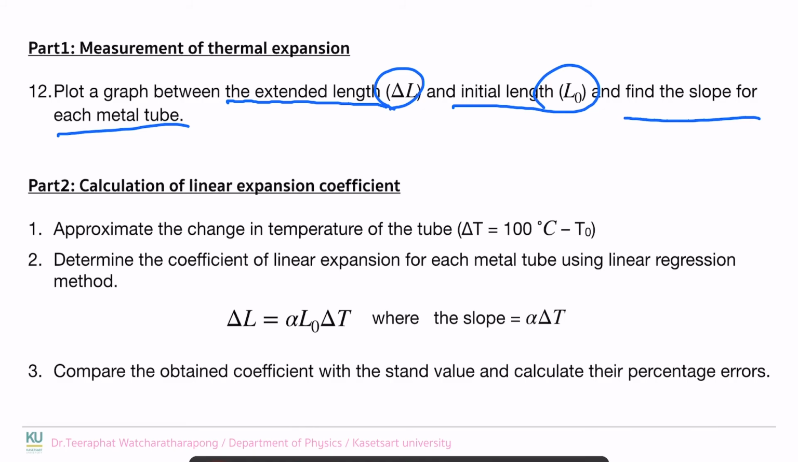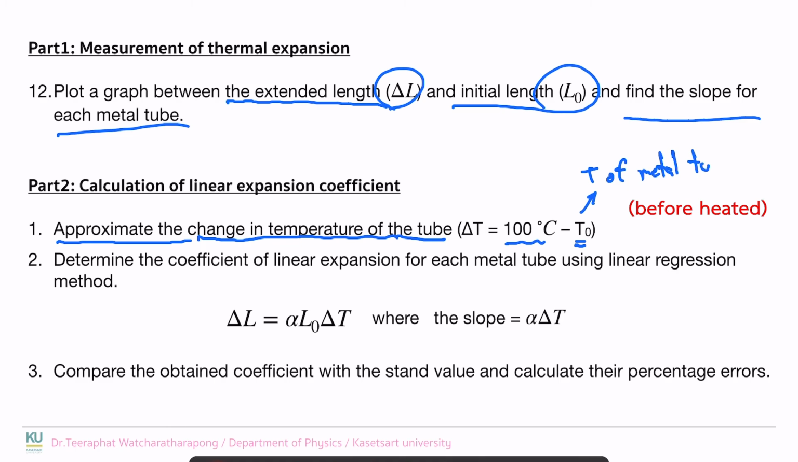The second part is about calculation of linear expansion coefficients. In this part, first you approximate the change in temperature of the tube, and to approximate this we use the boiling temperature of water, which is 100 degrees Celsius, with respect to the room temperature, where we assume this is the temperature T of the metal tube. Then you get the delta T.